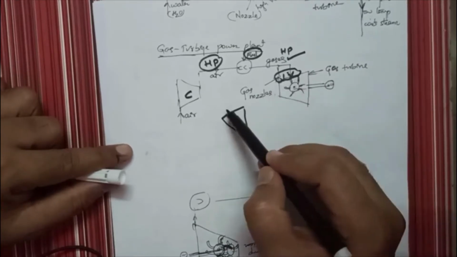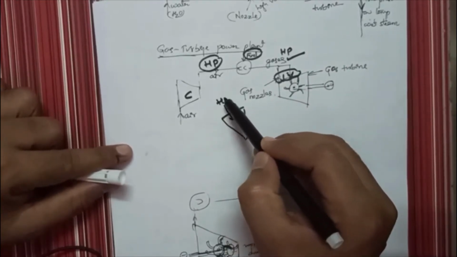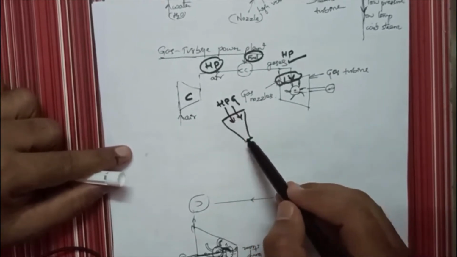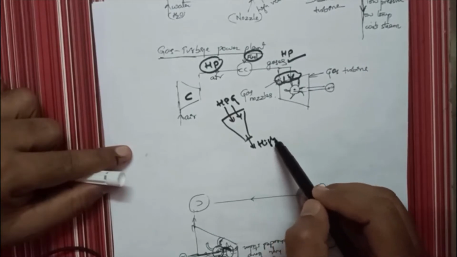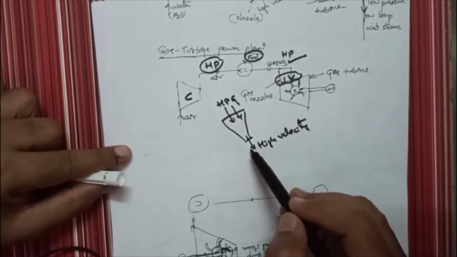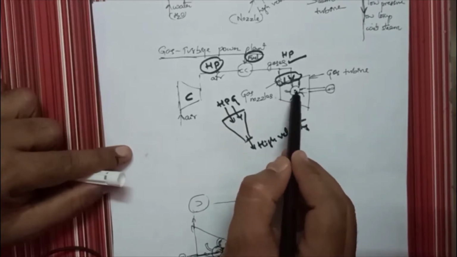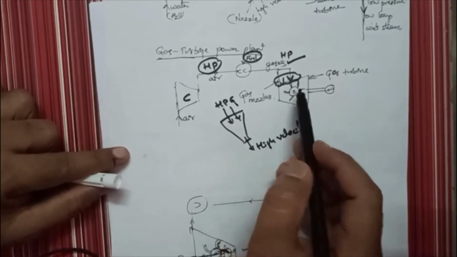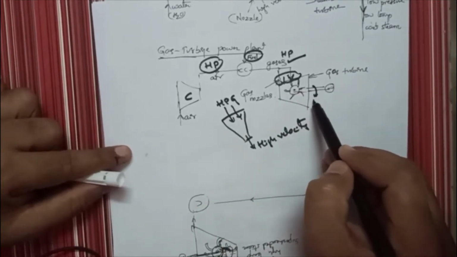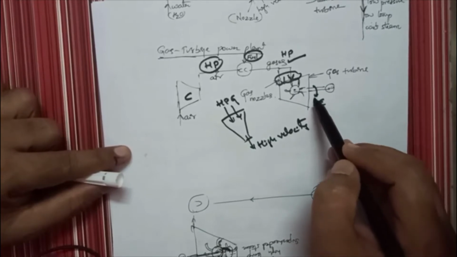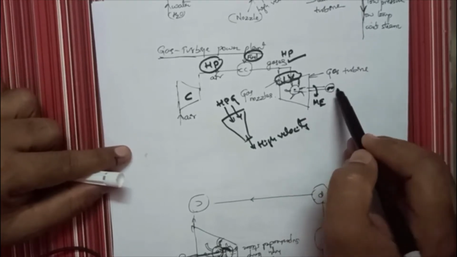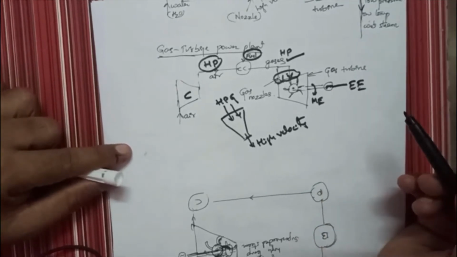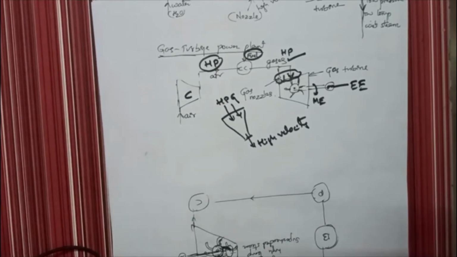This high pressure gas passes through the nozzle, and the nozzle converts the high pressure gases to high velocity. These high velocity gases hit the turbine's blades, and the blades start rotating, the shaft starts rotating. This shaft produces mechanical energy, and this mechanical energy is transferred to the generator. The generator converts mechanical energy to electrical energy. So these are the applications of nozzles in different areas.